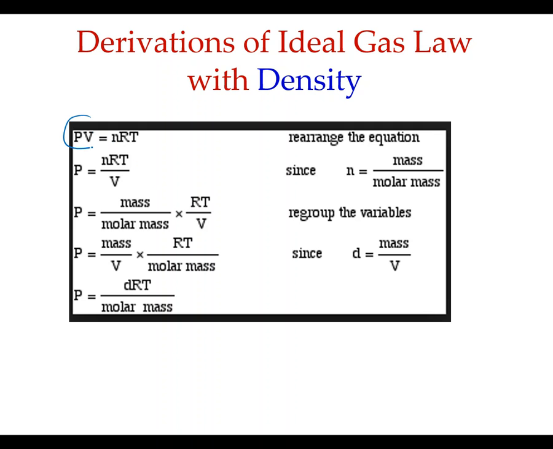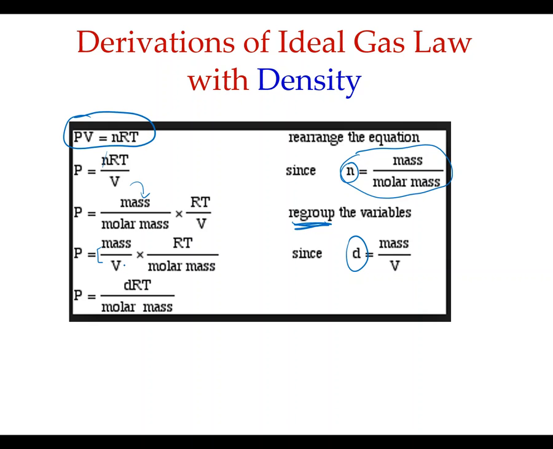Here is our regular equation, PV equals nRT. Wonderful. Now you rearrange it: you put the volume on the bottom, you have the moles up top, times RT. But now we know the moles equal the mass over the molar mass. So for n, I'm going to take out the n and plug in the actual mass over molar mass, times RT over V. If you regroup these variables, look, now it's mass over volume. Mass over volume we know to be density.